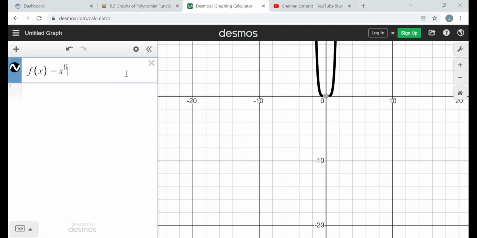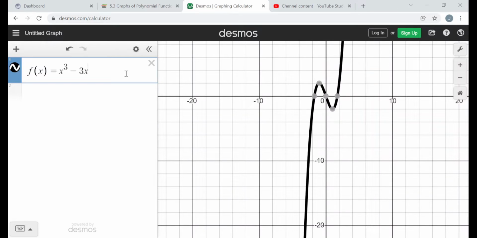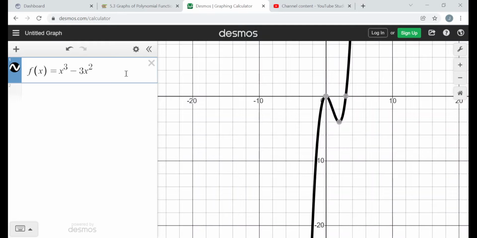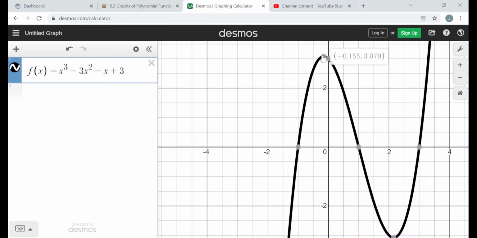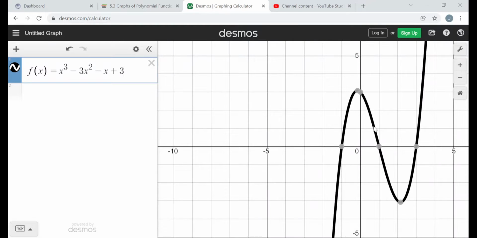So we have x to the third minus 3x squared minus x plus 3, and there you go. No, it's not a turning point. See, (0, 3) is not the turning point. It's actually at that point there. But (0, 3) is the y-intercept. You got (-1, 0), (1, 0), and (3, 0) as the x-intercepts, and you see the graph crossing the axes there. And down to the left, up to the right, the end behavior is correct as well. Good.